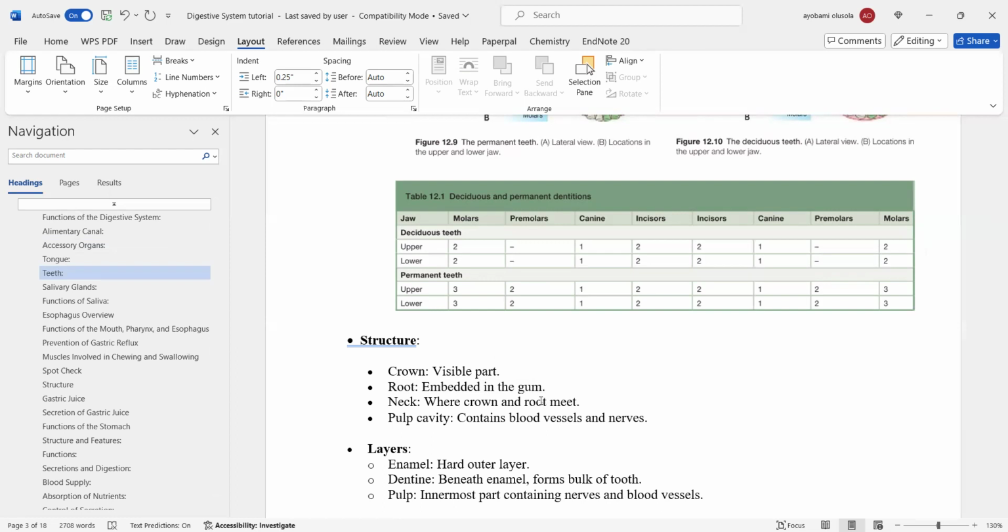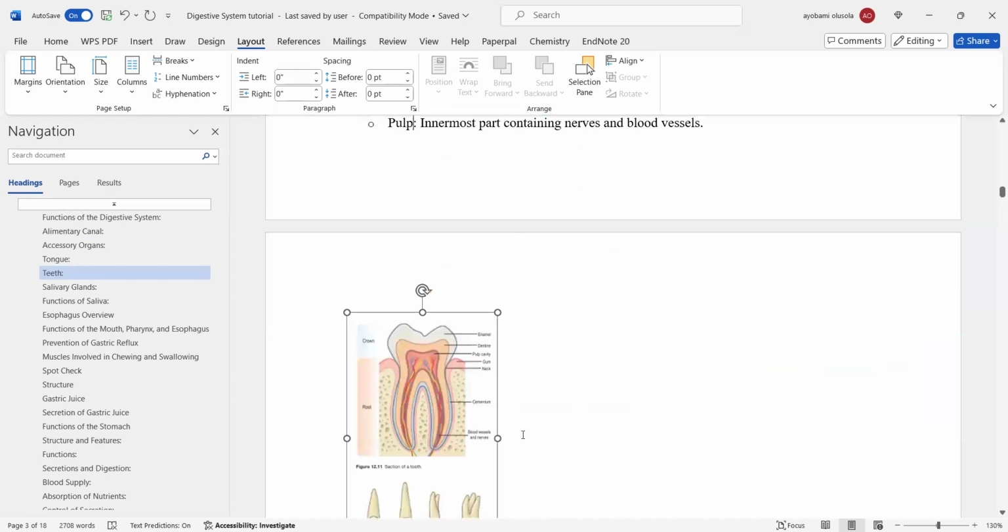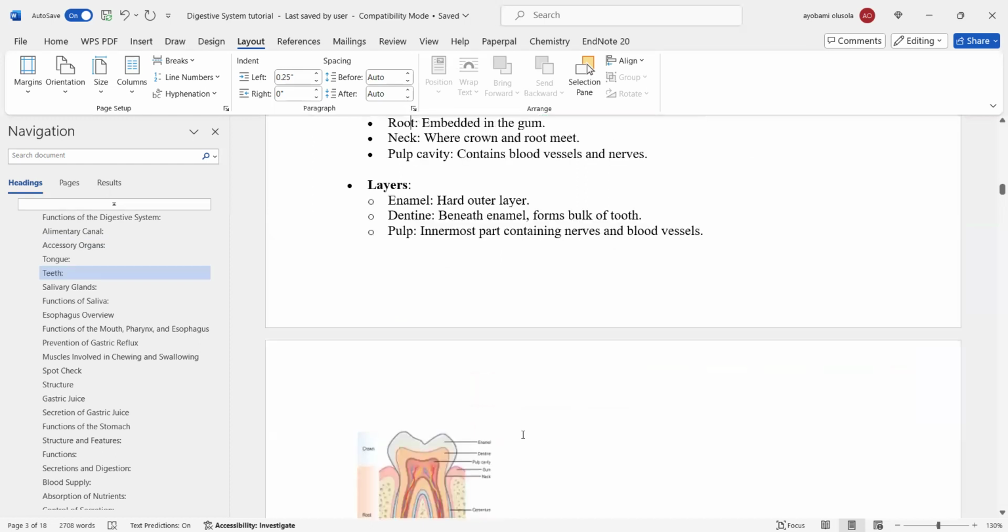Then, in the pulp cavity of the tooth, we have blood vessels and nerves. So layers. The outer hard part is called the enamel. Then inside the enamel, we have the dentine, which is beneath the enamel, and it forms the bulk of the tooth. Then the pulp, the innermost part, contains nerves and blood vessels. This is the structure of the teeth.